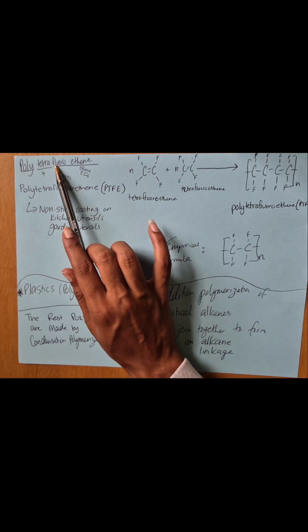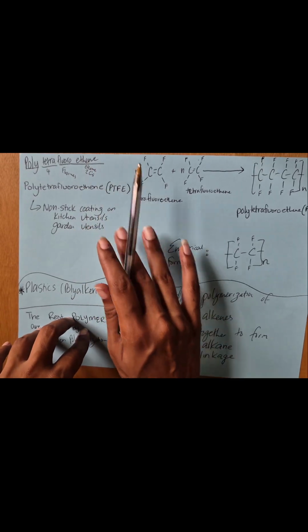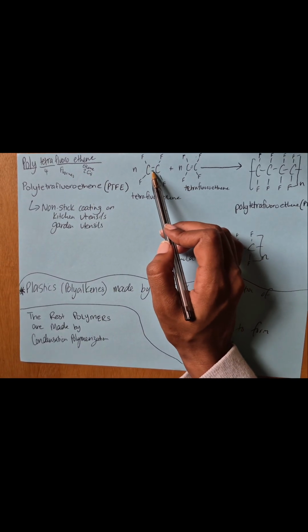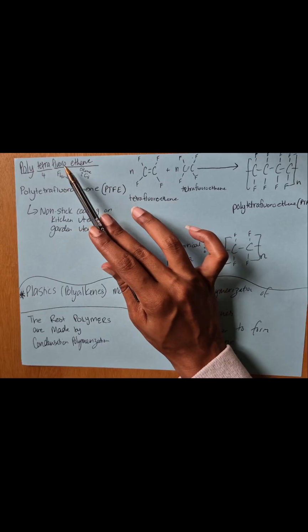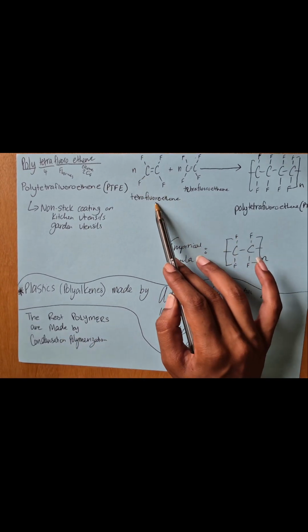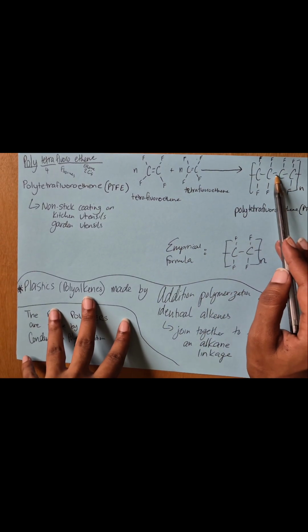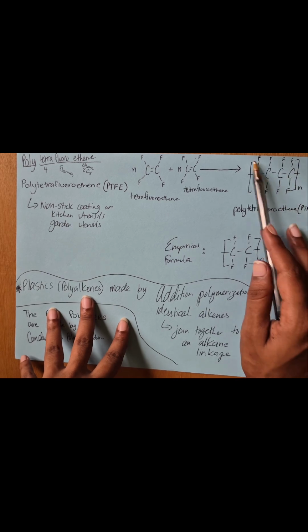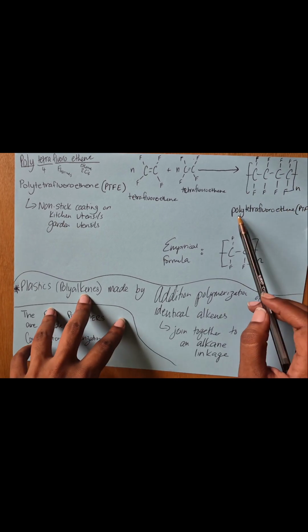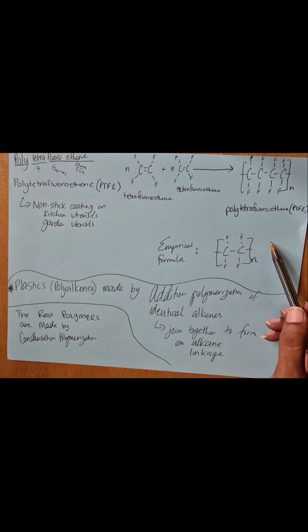Tetra means 4. Fluoro is fluorines. Ethene tells us there are 2 carbons, eth for 2, and a double bond. So it's literally telling us how the monomer looks. Our monomer is 2 carbons with a double bond, that's our ethene, and 4 fluorines, so F's all around. No H's this time. So if we join many tetrafluoroethene together, what we get is an alkane linkage, so single bonds, and all fluorines, fluorines across the top, fluorines across the bottom. That is PTFE, polytetrafluoroethene. Our empirical formula is just going to be 2 carbons and fluorines all around, single bonds.